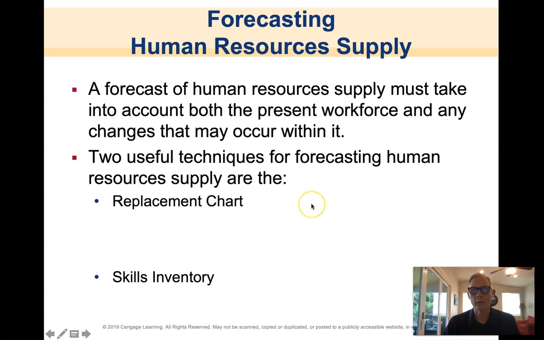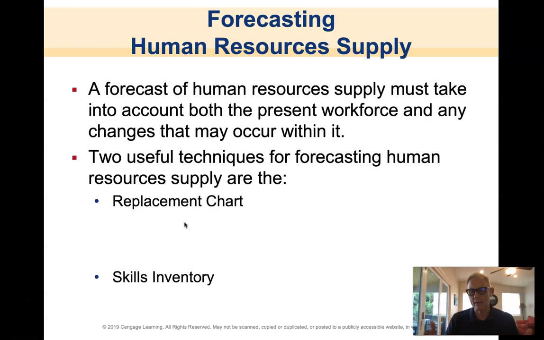A forecast of human resources supply must take into account both the present workforce and any changes. Two useful techniques are the replacement chart and the skills inventory. The replacement chart is: if this person leaves tomorrow, who in the organization or outside of the organization could potentially replace them? Who can replace this vital person that potentially could leave at any time? It's called succession planning.